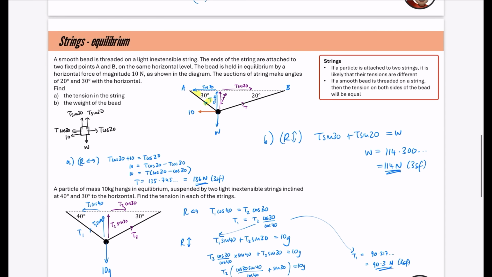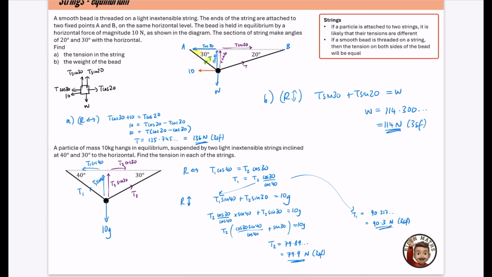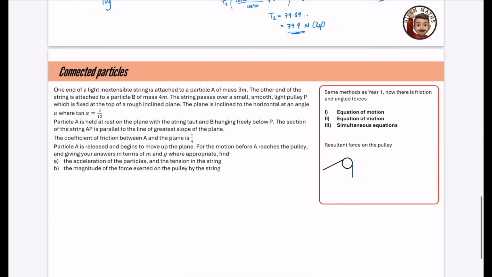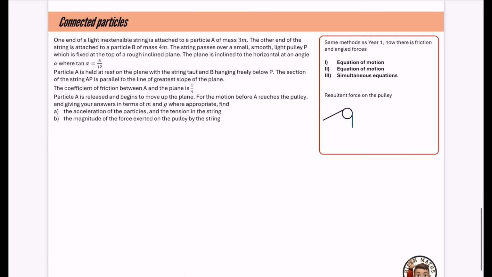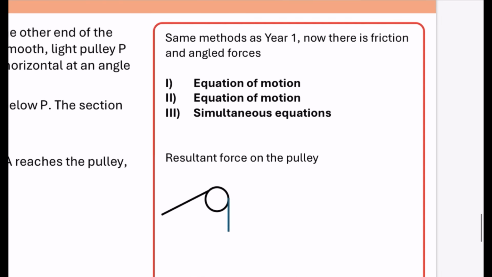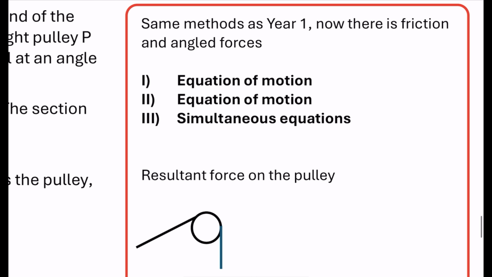Okay, haven't seen an exam question on this yet, but I wanted to make sure that you were prepared for it just in case something like this comes up. I imagine it would be like a question 1 kind of thing. And then we'll finish off with some things to do with connected particles. So it's the same methods as year 1, but now there's friction and angled forces.